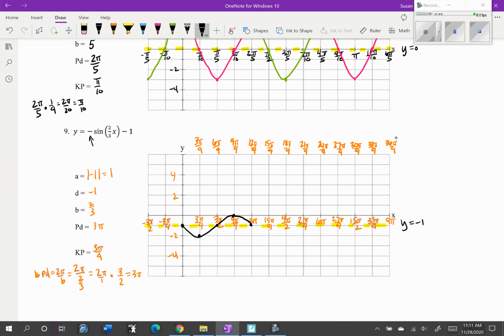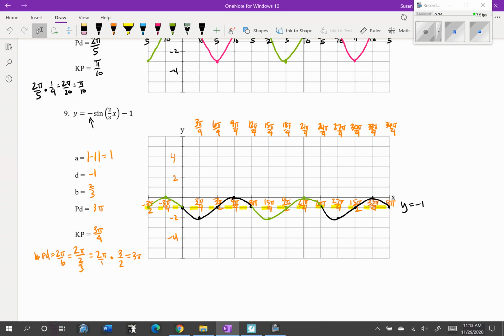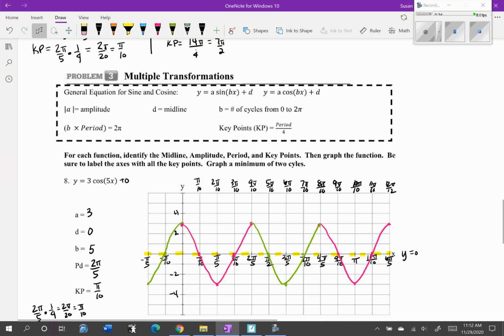So that would be our first wave. And then we can keep repeating those values for a second wave. And then we could repeat them again for a third wave. And we could, of course, go backwards. So that would be half of a wave. So that gives me my new graph. So again, it's very important to make sure to label your x and y axes with your key points because these graphs do change a lot, and that's it for the graphing sine and cosine with the period changes.